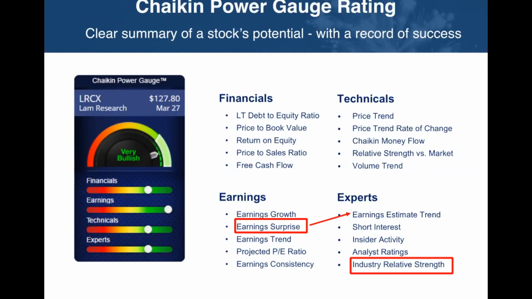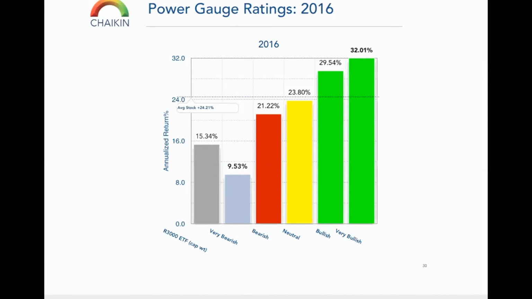It's a powerful combination with a proven record of success. Now, let's look at some performance metrics for the power gauge rating. In 2016, using the Russell 3000 index as our universe, the average very bullish stock was up 32%. Not bad. If your account was up 32% last year, give yourself a round of applause. The average very bearish stock was up only 9.5%. So there's a big spread between what the very bearish stocks do and what the very bullish stocks do.